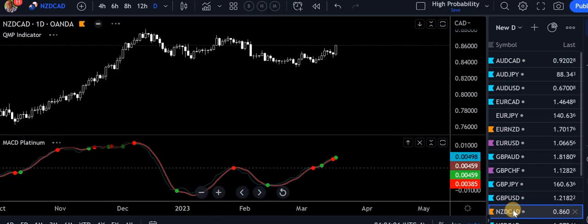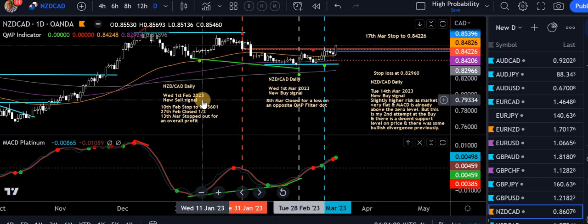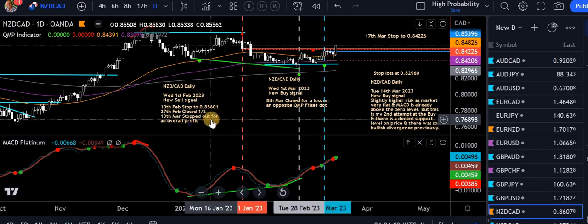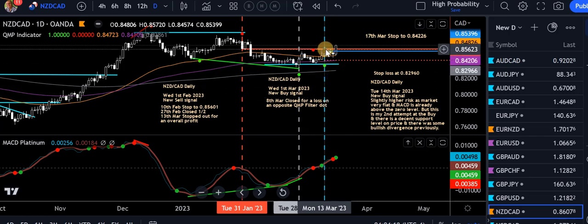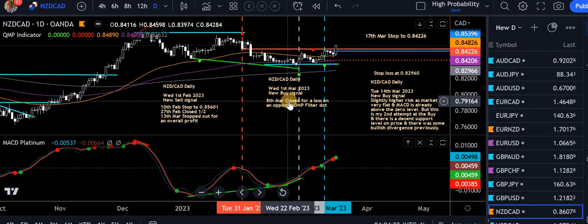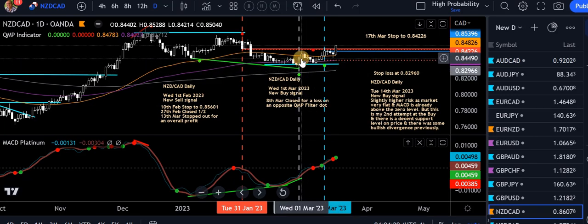New Zealand CAD, highlighted in orange. And it's because the sell trade here on the 1st of Feb stopped out on the 13th of March. So stopped out on this candle there. Yeah. Early in the week, stopped out. So we didn't lose on the sell, which is good. Then we took a buy on the 1st of March, which was closed for a loss on the opposite QMP filter. So there's the buy on there. And we close it here, so small loss.